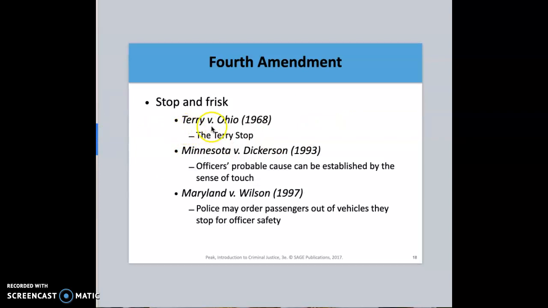Stop and frisk, again, it's Terry versus Ohio. It's a 1968 Supreme Court case. We often call them a Terry stop, which means you have reason to believe that this person that you're contacting has engaged in some criminal activity or appears to be engaging in some criminal activity. Then you have reason to stop and detain them and find out what they're doing. Okay, that's a stop and frisk or a Terry stop.